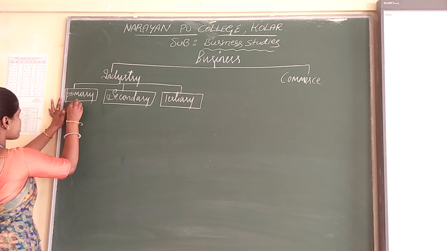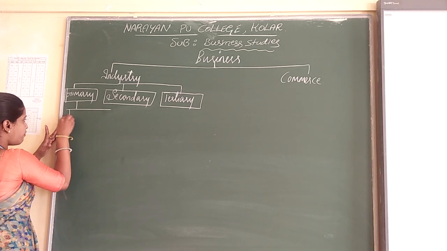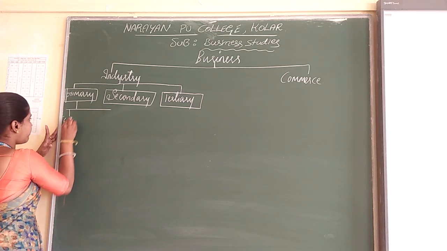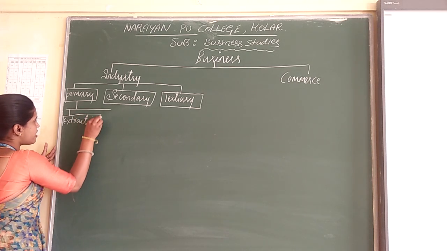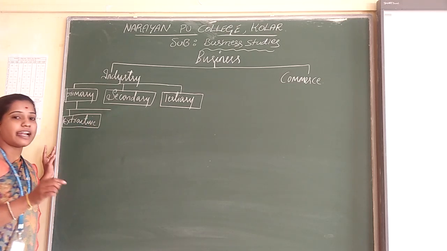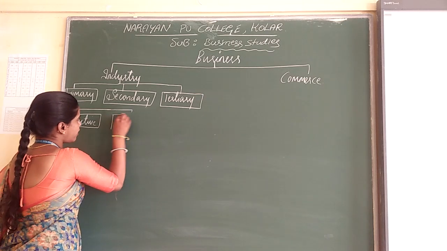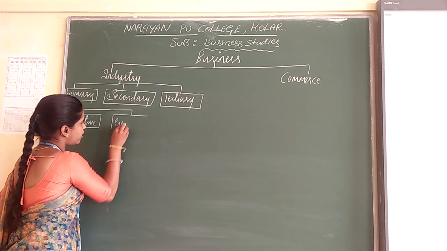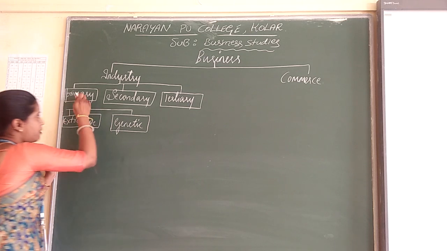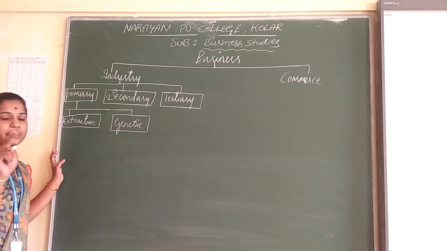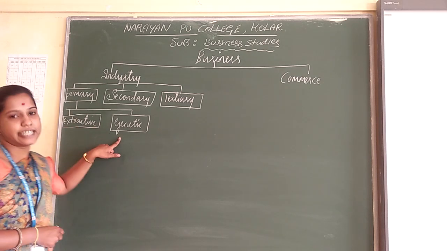The first one is extractive industry, and the second one is genetic industry. So primary industry can be classified into two types: extractive industry and genetic industry.